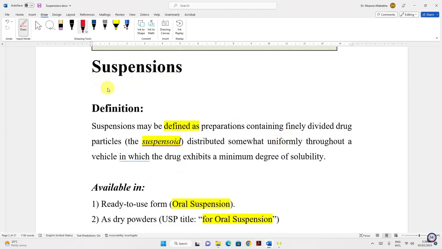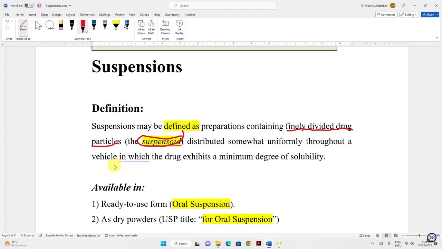So let's now focus on suspension. How do we define it? It's a liquid preparation, even though we are not mentioning it here, so it's like solutions. We are talking about liquid preparations containing finely divided drug particles, which are the dispersed phase. In the suspension we call it the suspensoid, distributed somewhat uniformly. Why somewhat uniformly? Because it's a random distribution. If you shake it, it will be uniform but random, according to how the particles get distributed. So somewhat uniformly distributed throughout a vehicle, which is the dispersing phase.